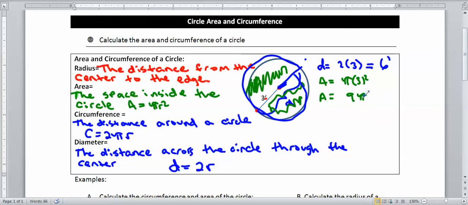Okay, now since I want exact answers, I can leave it like this, as 9 pi. Sometimes they will ask you to evaluate that, and what you do is plug it into your calculator. There's a symbol for pi, and you just multiply that times 9, and that would give you an approximate area. Remember, this is approximate because we have to round. So this is exact, and this is what we're going to be working with today.